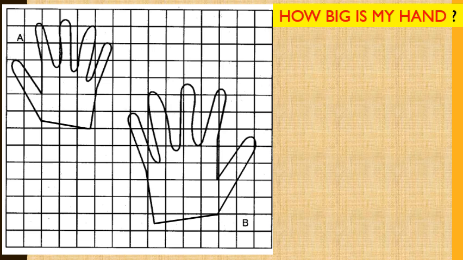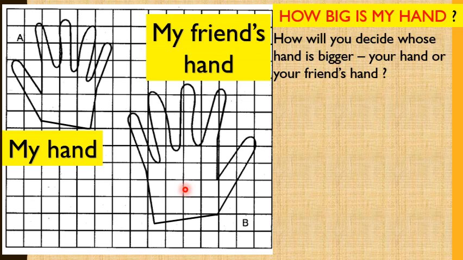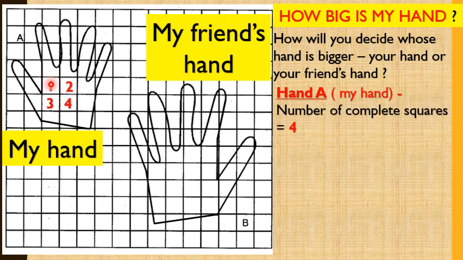How big is my hand? Two hands are given, hand A and hand B. How will you decide whose hand is bigger, your hand or your friend's hand? Hand A is my hand, whereas hand B is my friend's hand. First, in hand A, we will find the number of complete squares. 1, 2, 3, 4. There are 4 complete squares.